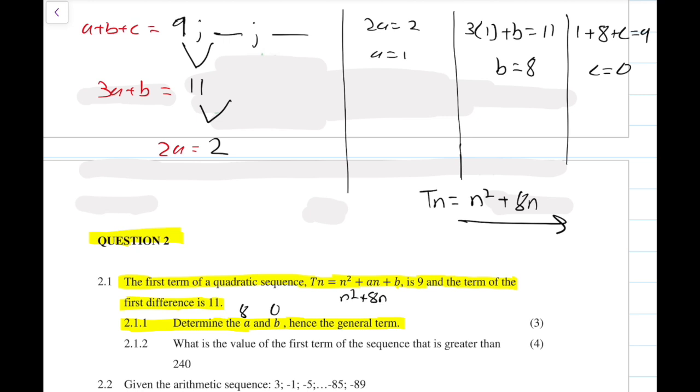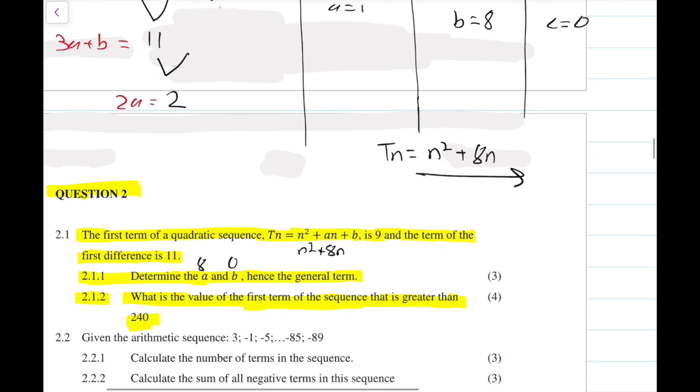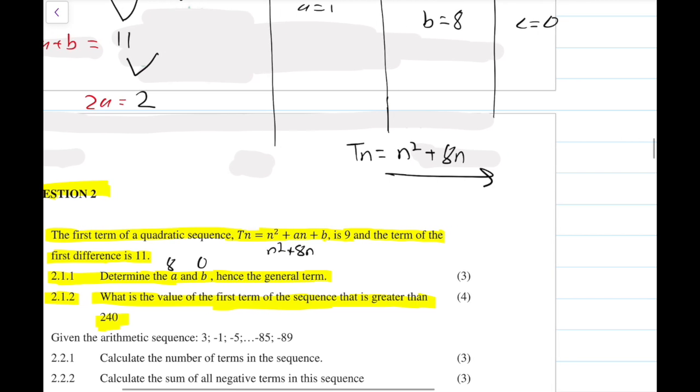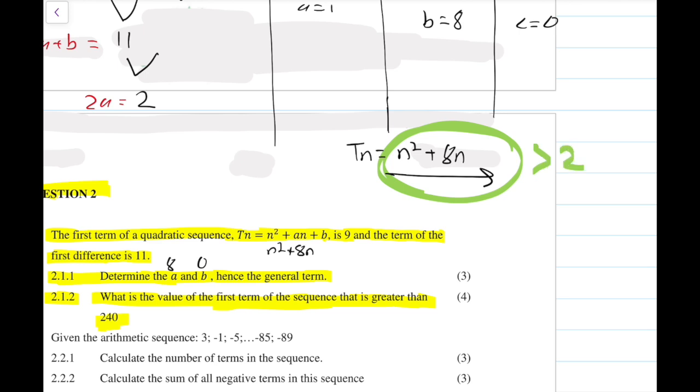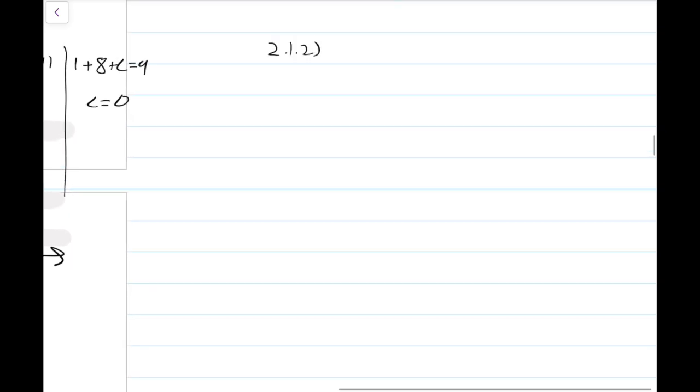2.1.2, what is the value of the first term of the sequence that is greater than 240? This is one of those cool questions again. It's a question I think we know by now, because we've done plenty of things like this, and you would have definitely done so many of these before. So we're going to take this equation and just set it to be greater than 240. That's it. So for 2.1.2, we're going to set n squared plus 8n to simply be greater than 240.